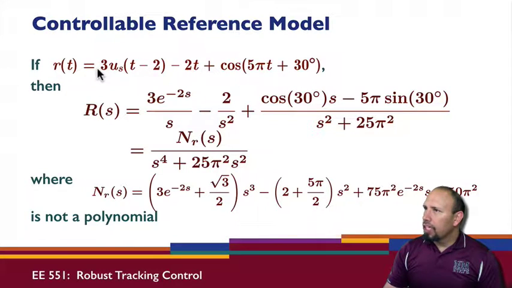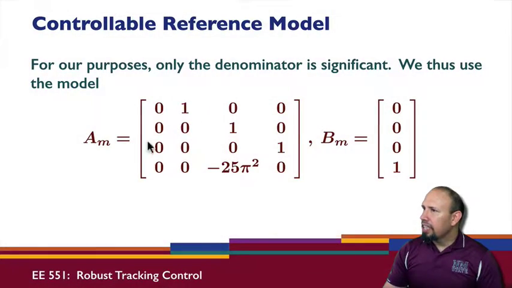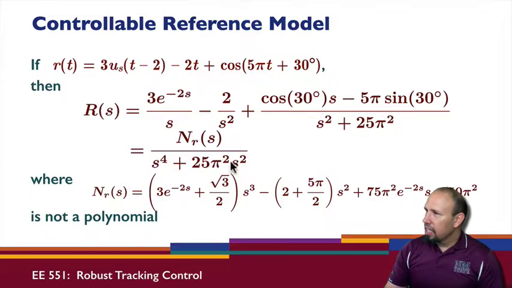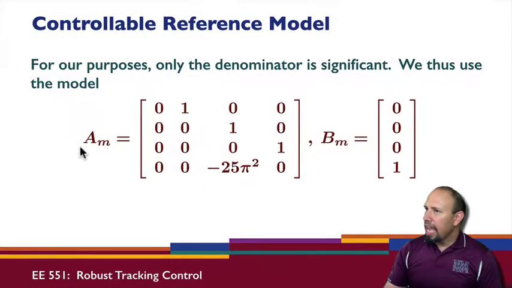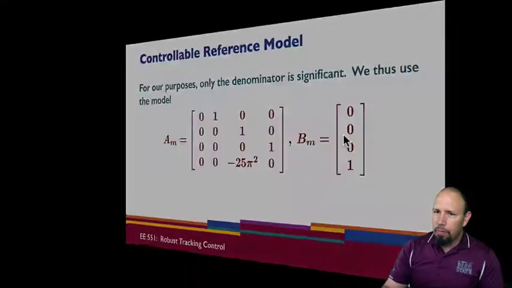So when I take the Laplace transform of the signal, I get these 3 terms. Putting it all over a common denominator, I get this term, and this is my numerator. But I don't care what the numerator is. I'm mainly concerned about the denominator. It's a 4th order polynomial, and it has this controllable canonical form. Notice it's mostly zeros. These 2 zeros are because of the fact that I have these two poles at the origin. So there's my AM and BM controllable canonical form.